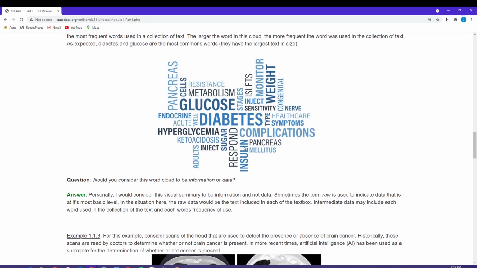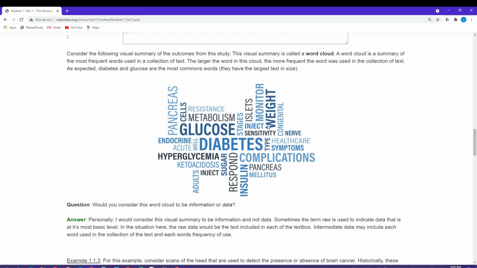Okay, so my question is for you, is this information or is this data? Personally, I would consider this to be information and not to be data. Okay, data has to be measurable. All right, and I'm not sure how to measure. Okay, what do we mean by measurable when I'm looking at this word cloud?